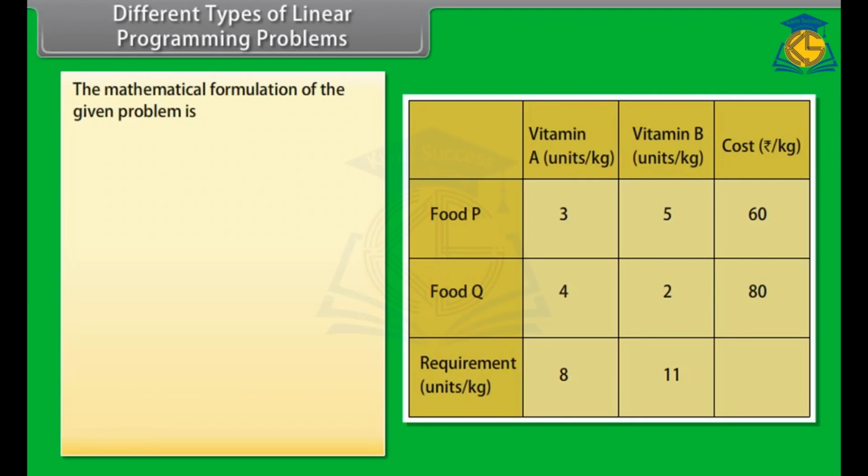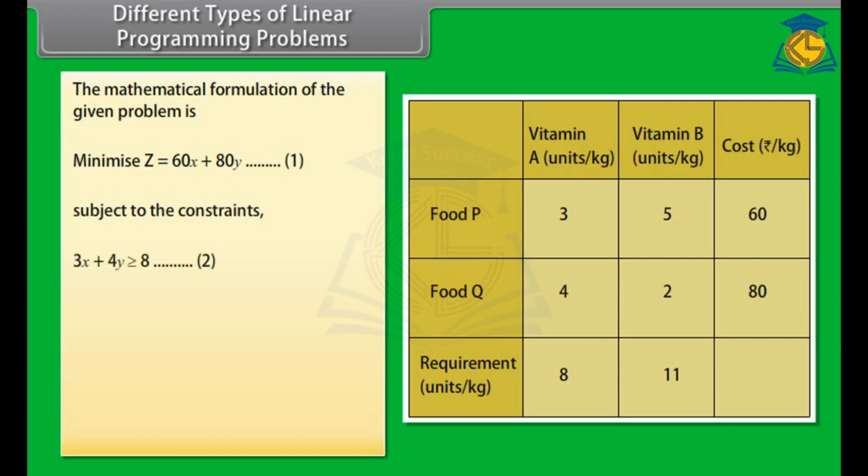The mathematical formulation of the given problem is minimize Z equals 60x plus 80y. Mark it as equation 1. Subject to the constraints 3x plus 4y is greater than or equal to 8, mark it as equation 2. 5x plus 2y is greater than or equal to 11, mark it as equation 3. x, y is greater than or equal to 0, mark it as equation 4.